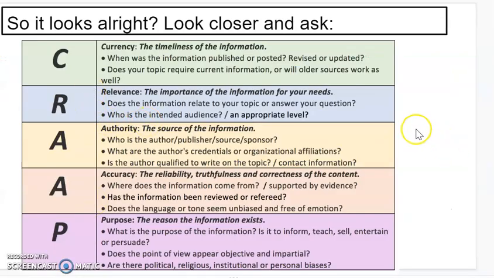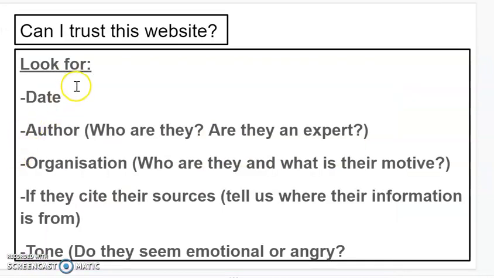Here are some more questions you can ask of a source. You don't have to ask all of these, but they're useful. So just pause me now and read this chart. Okay. You can use that, but I want you to at least look at these 5 things here.